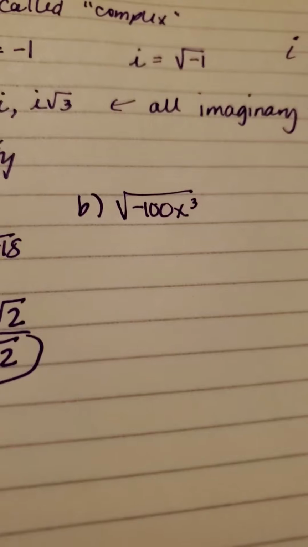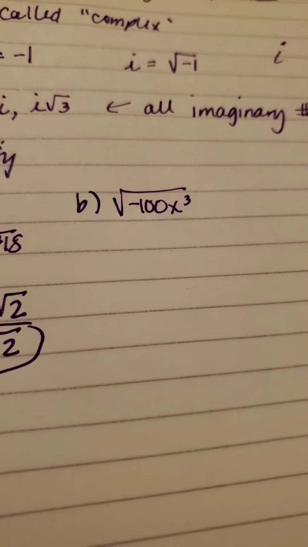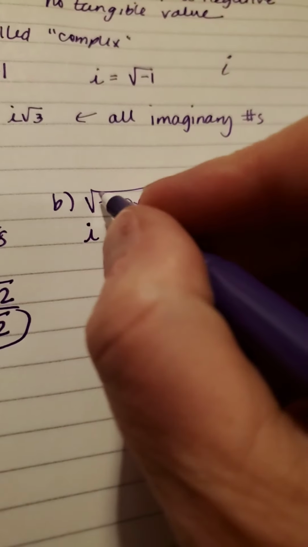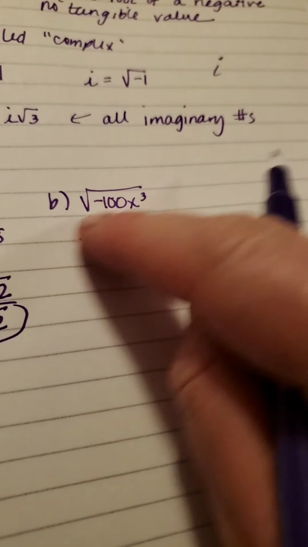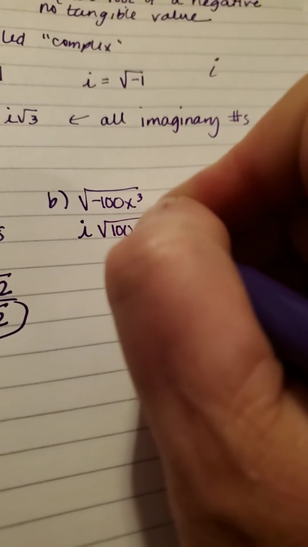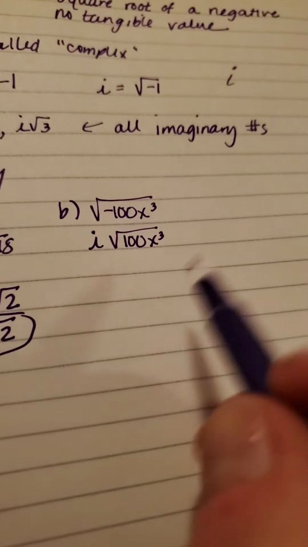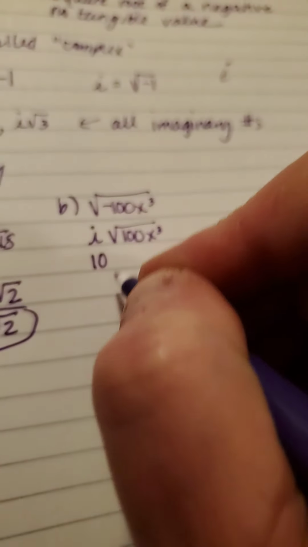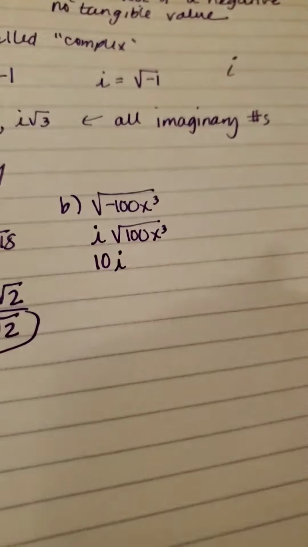So the next problem we have is radical -100 x cubed. Once again, I tend to take that i out right from the beginning. I know it's a negative sign. I'm going to put it on the outside. Then I'm left with this. Well, I know the square root of 100 is 10. So I still have my i.